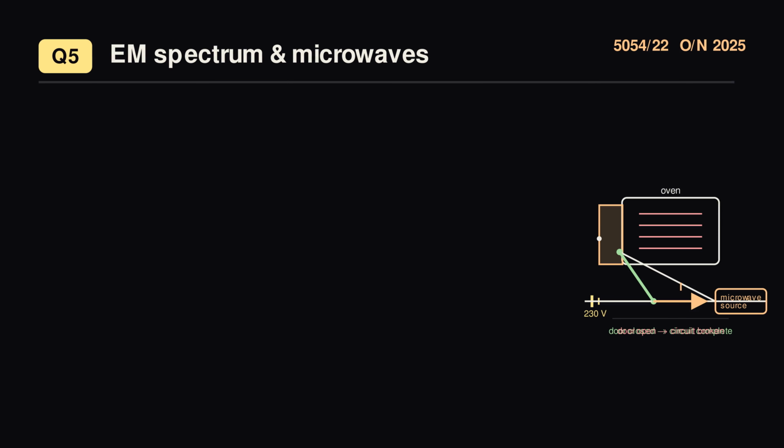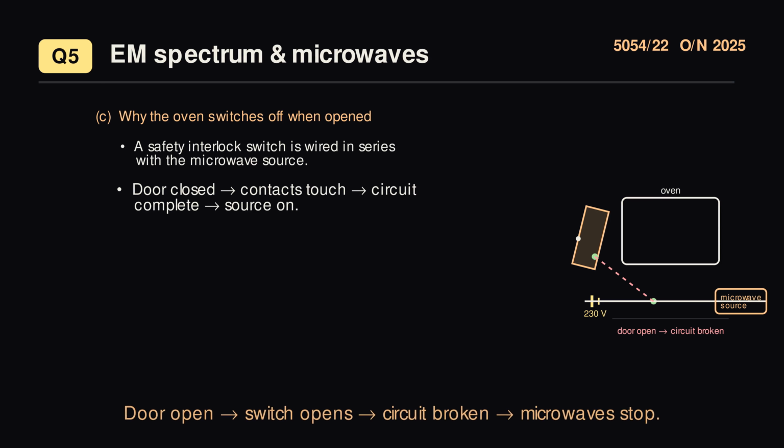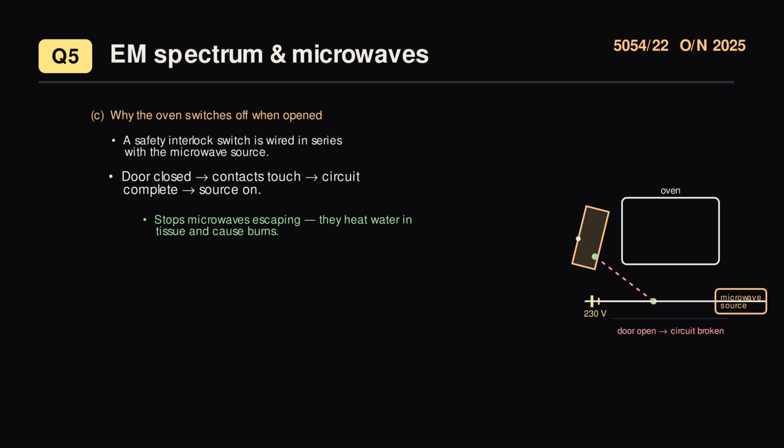Part C. Why a microwave oven switches off when opened. A safety interlock switch is wired in series with the source. When the door opens, the circuit breaks and microwaves stop, preventing burns from microwaves heating water in tissue.